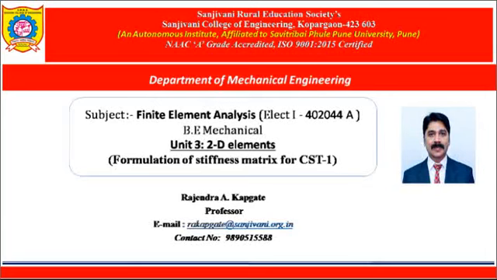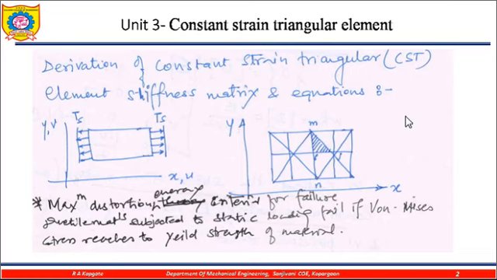Hello friend, let us move on to the formulation of the element stiffness matrix for the CST, the constant strain triangle. Probably this formulation is the longest derivation in the whole subject. So I have divided the total formulation into 4 videos, and in every video we go through a certain step, and finally we derive the element stiffness matrix in the fourth video.